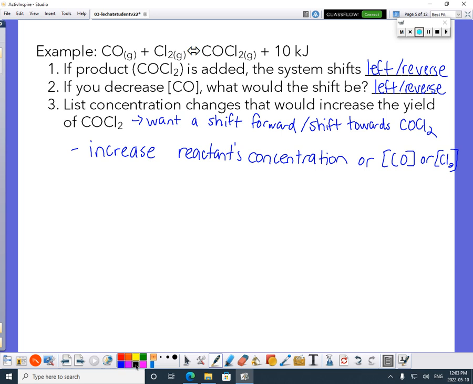right. Or again, you could say it has to shift away from the reactants. What's away from the reactants? Towards the products. That's a possibility. Or again, if you like to think of the balance, if you increase the reactants concentration, the balance would then be to increase the products.